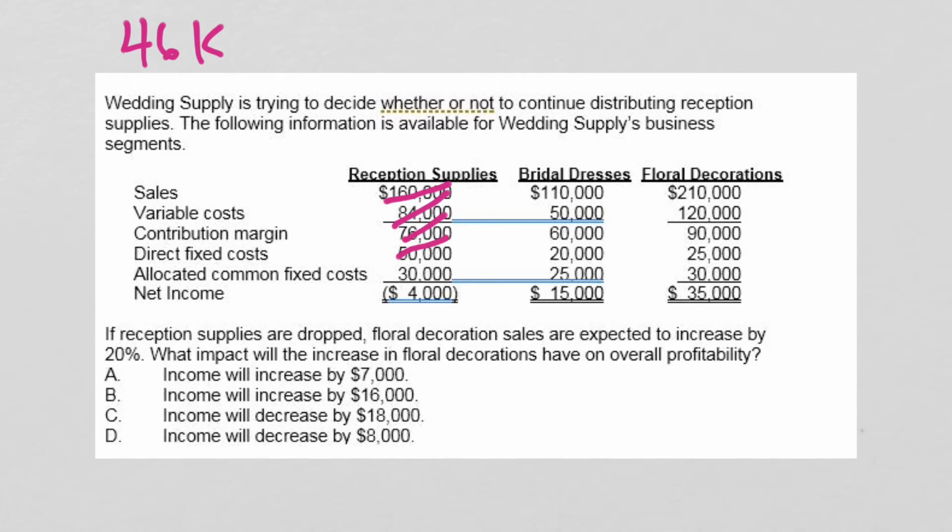Direct fixed costs are avoidable. We've learned that in some of the other videos. This will stay, and it'll have to be allocated to these two, and that's what we'll indeed do. So now what do we do?